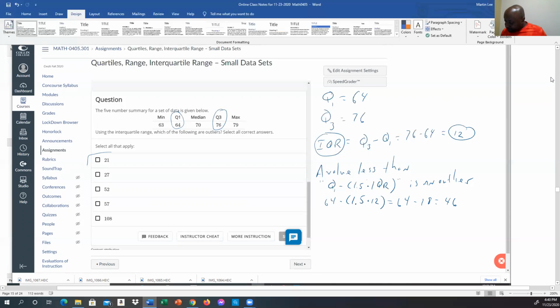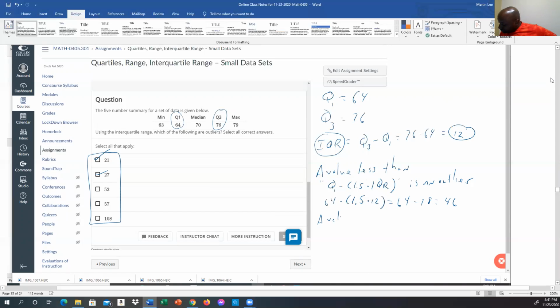So now looking at the data we have here, what number or numbers are less than 46? Well, I've got 21 and 27. So 21 and 27 are two outliers that we have calculated. Not calculated, identified.